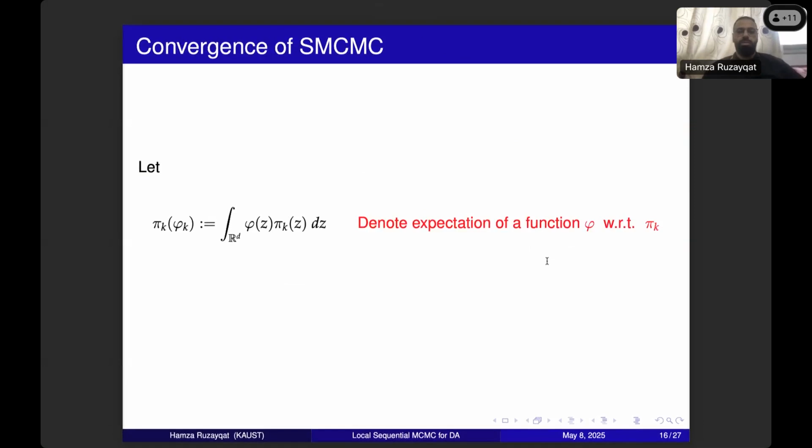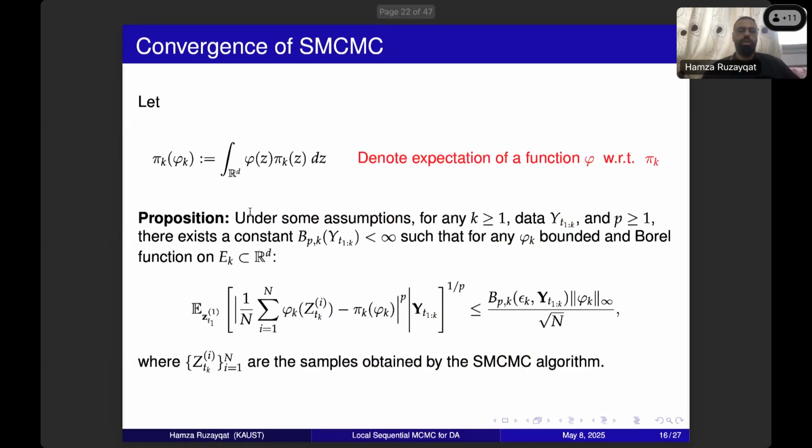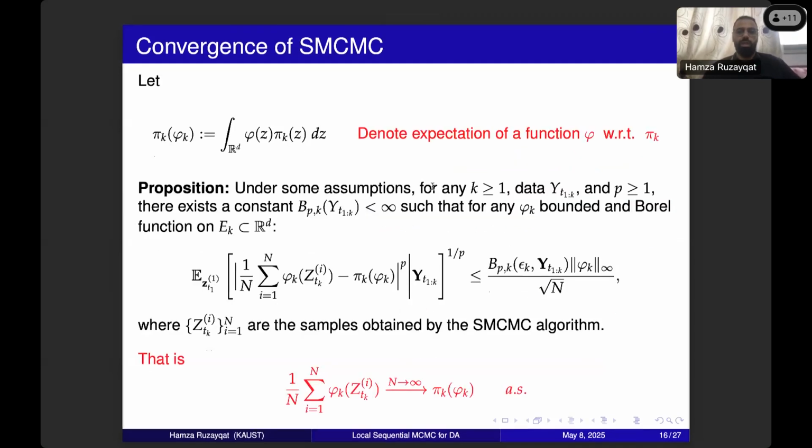Now let me quickly talk about the convergence of SMCMC. If we denote the mean of some function phi with respect to pi by this, then we have this proposition about the convergence of this method as n goes to infinity. And as n goes to infinity, we have almost sure convergence.